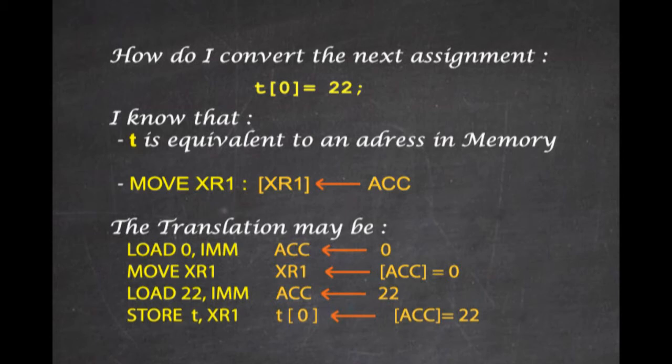First, we load the index in the accumulator, here 0. Second, we move the index to an index register. Third, we load the value in the accumulator, here 22. Fourth, we use the indexed mode to store the value within the associated array item.